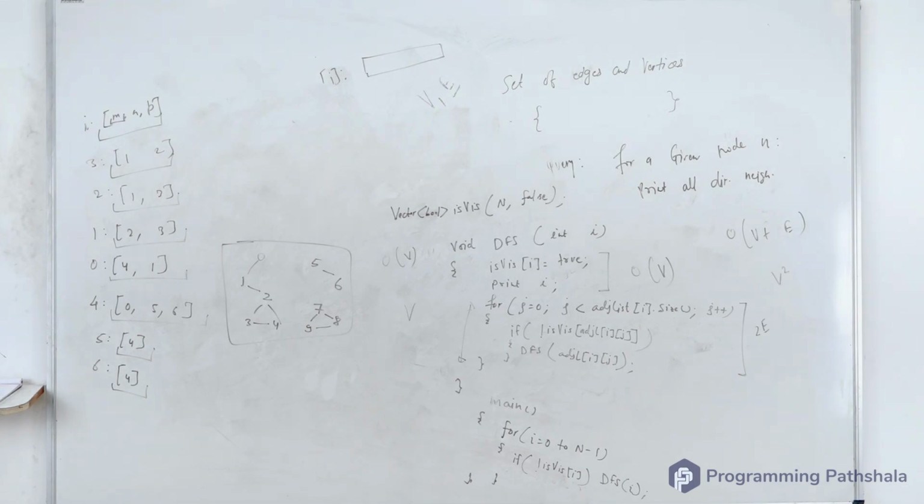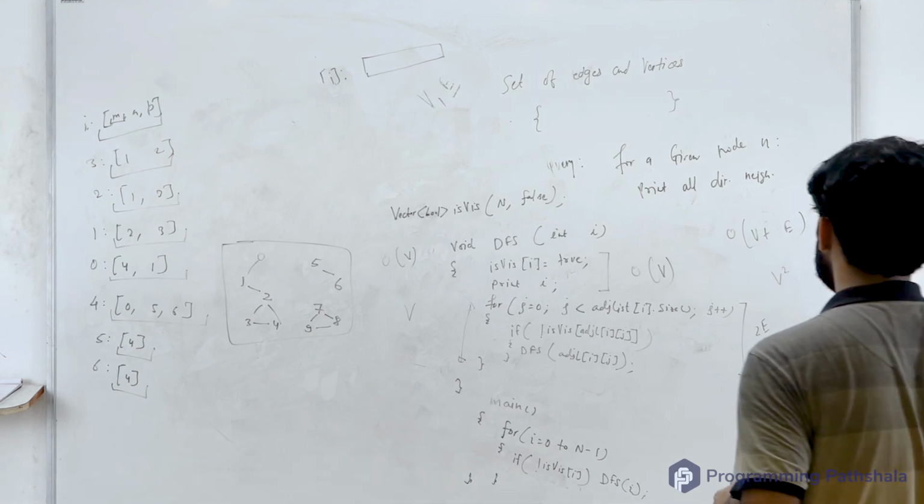Okay, so now my question is time complexity. Does the time complexity change for the graphs which are not connected? Will it be greater than V plus E? Yeah, so no is the correct answer. So it will continue to be order of V plus E only.